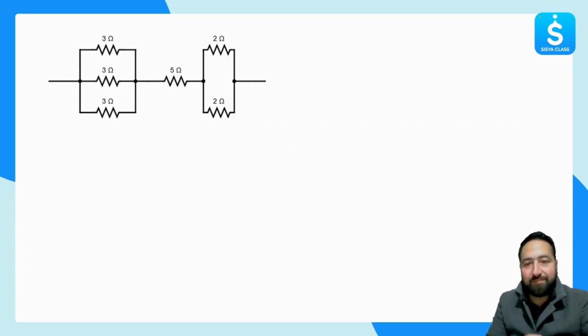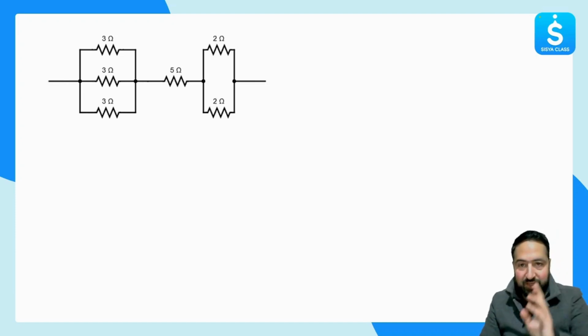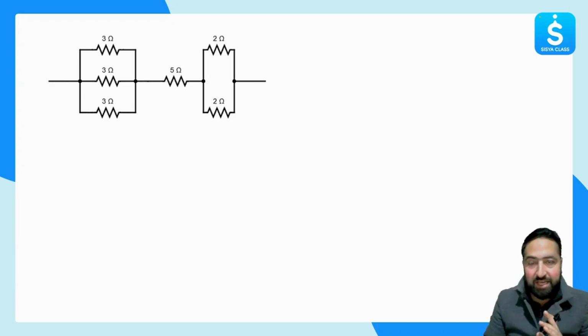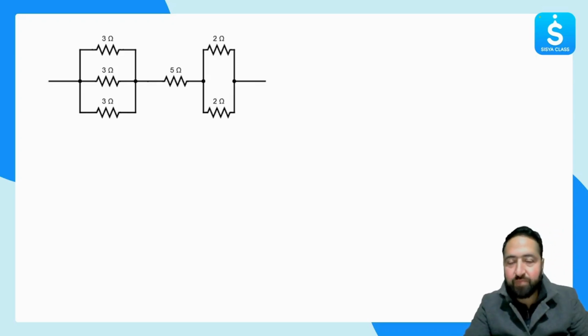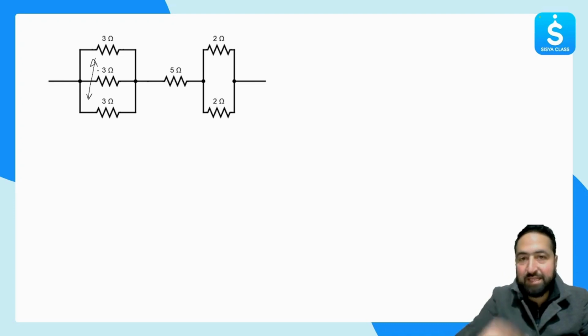So no statement is given now. You just need to figure out which is connected in series and which is connected in parallel. Let me solve this one for you. Let's solve it together. First of all, you can see that these three resistors are connected in parallel. Tell me yes or no.